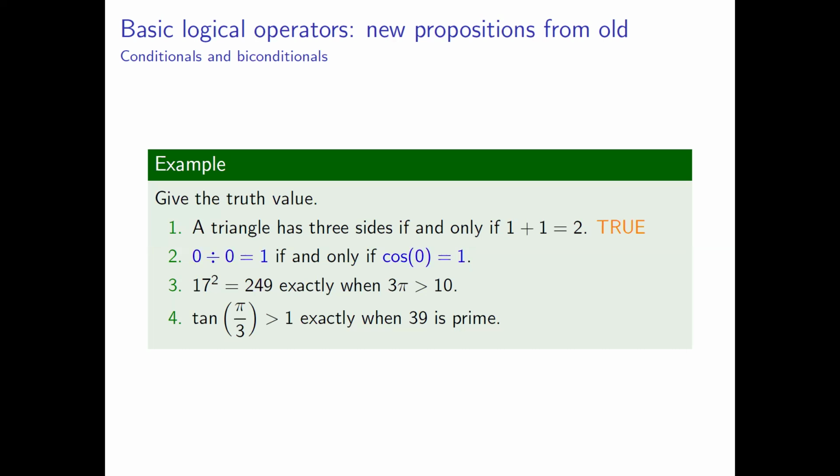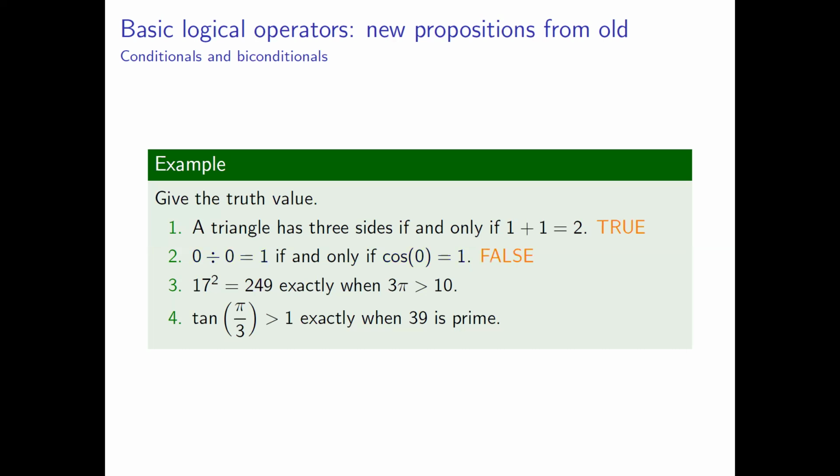In the second sentence, the statement 0 divided by 0 equals 1 is false, and the statement cosine of 0 equals 1 is true. Therefore, the biconditional sentence is false.